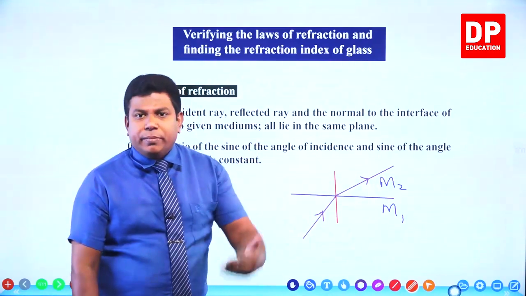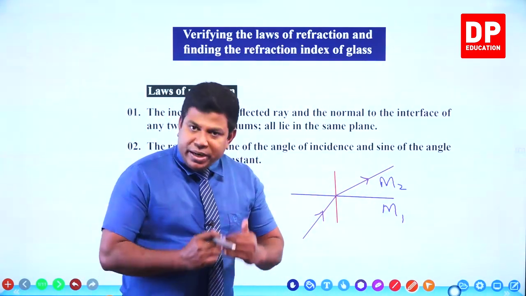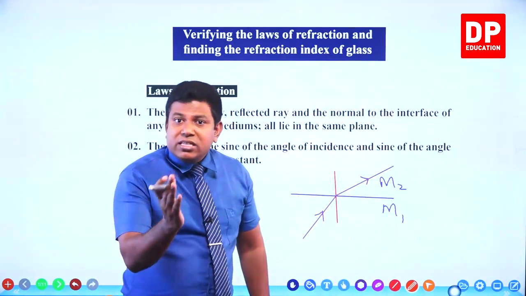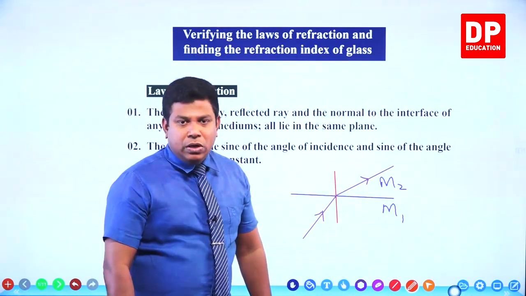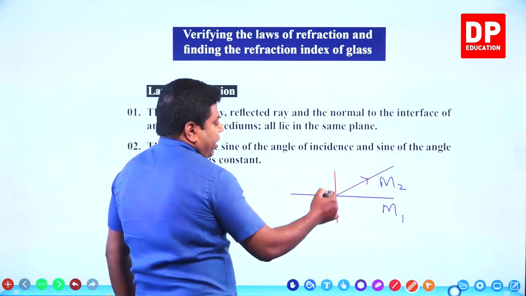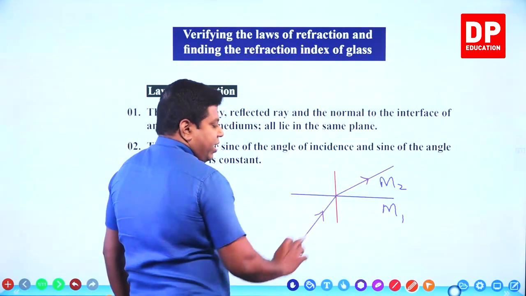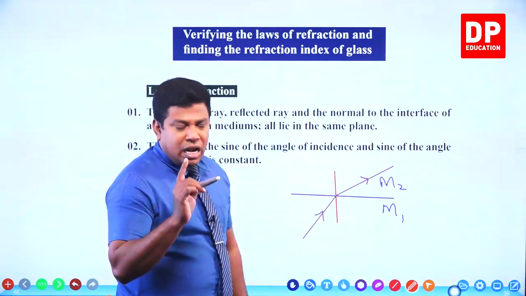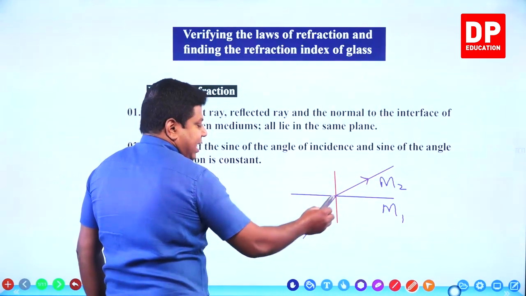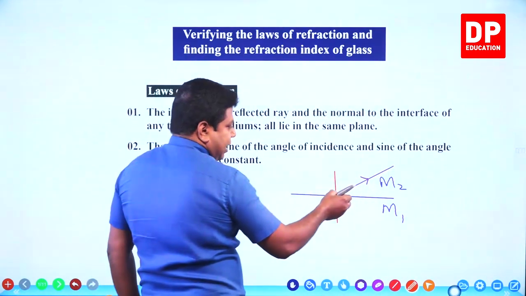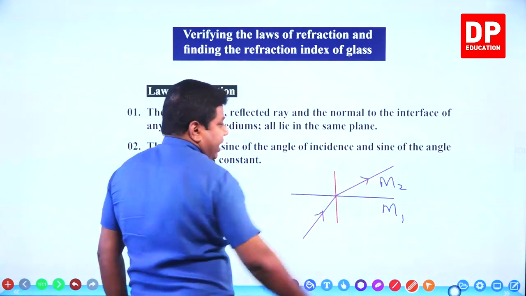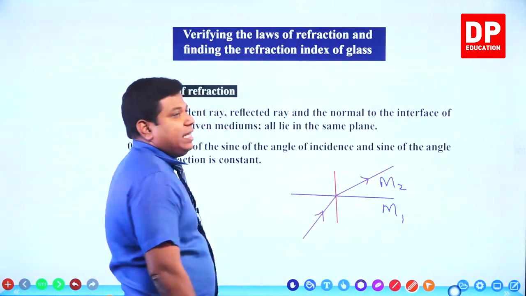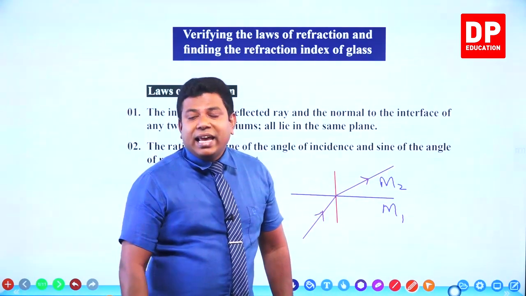This is what you call refraction. From one medium to another medium, light travels. It anyway penetrates. It goes to the next medium, but it doesn't go in the same path. The path gets deviated. So we call it refraction. At the point of incidence, where the ray comes and reaches the surface, at this point, there are three lines. Line number one is this, the incident ray. Second is this, the refracted ray, and this normal.